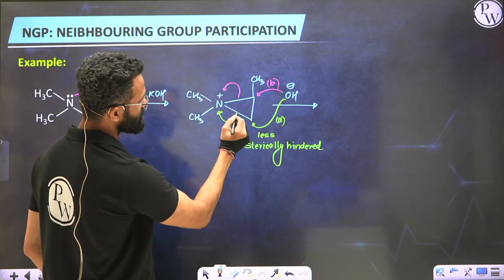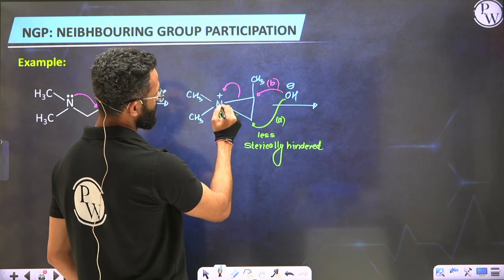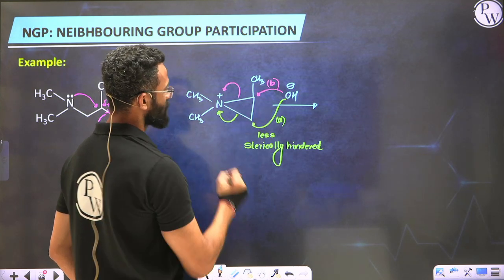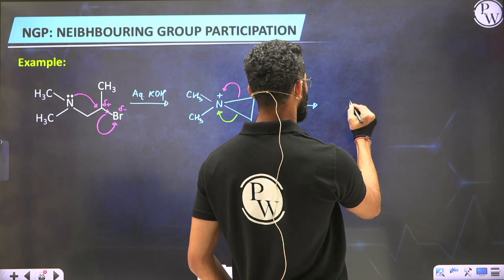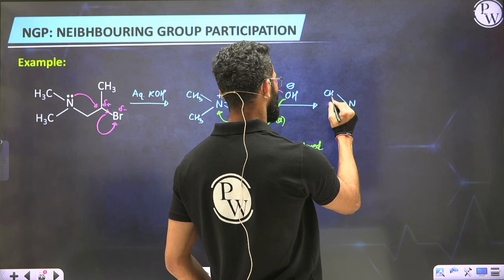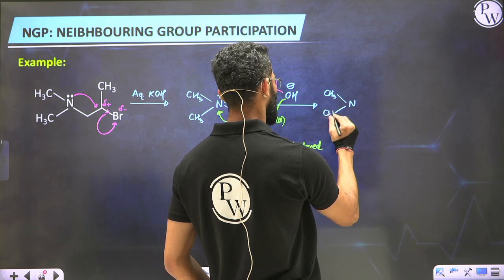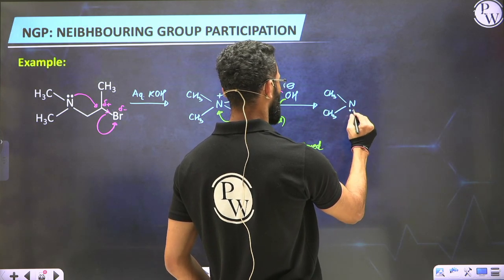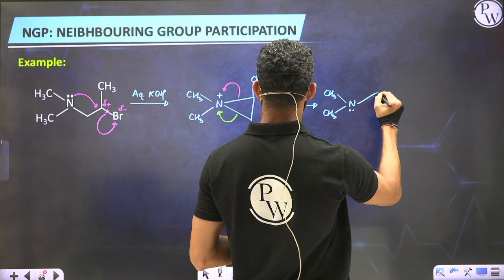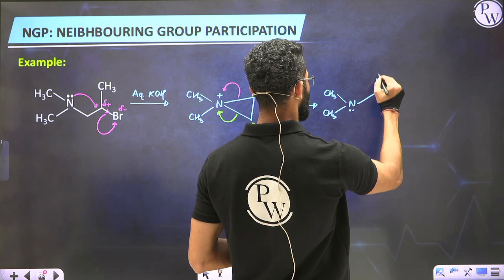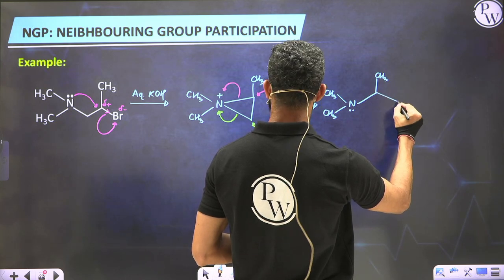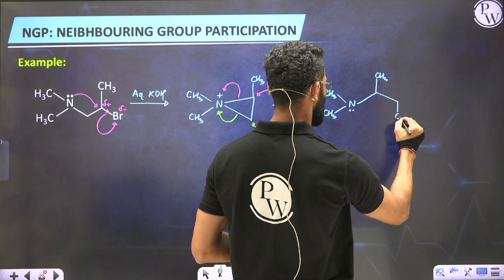If path A takes place, this bond would be broken. So we'll get nitrogen with the lone pair connected to carbon carrying methyl and OH. So the product is N with 2-methyl. Now got a lone pair back here. This is connected to a carbon carrying methyl, connected to CH2 with OH.